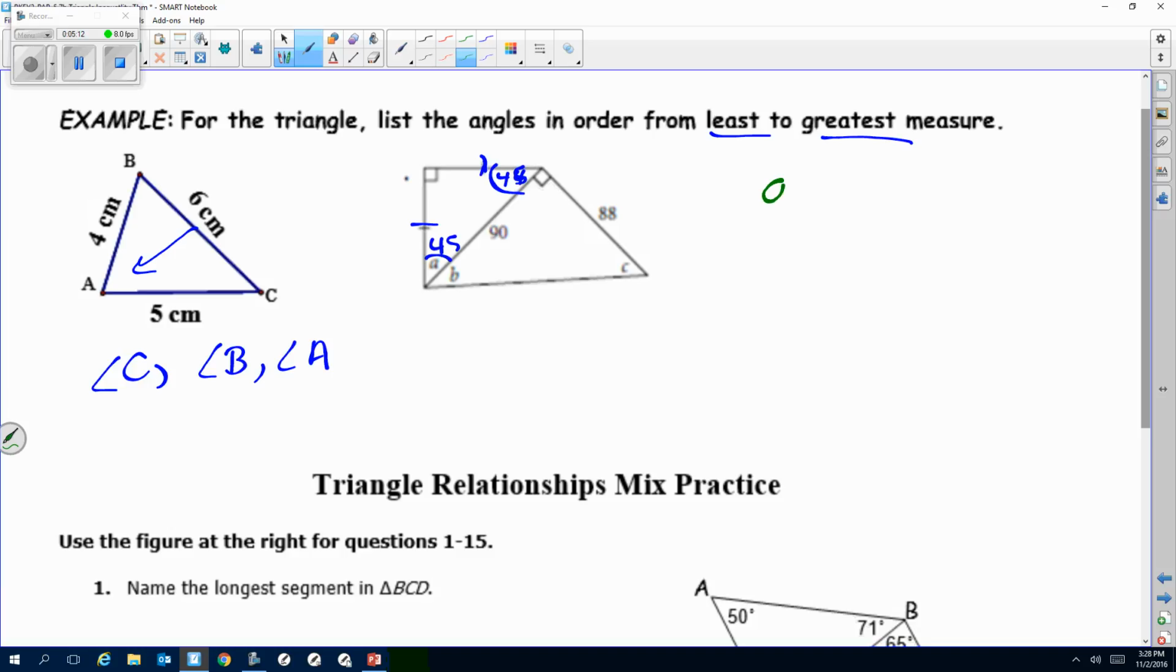Okay. We should have A, then B, then C. 45 is the smallest angle. Then 88, then 90.